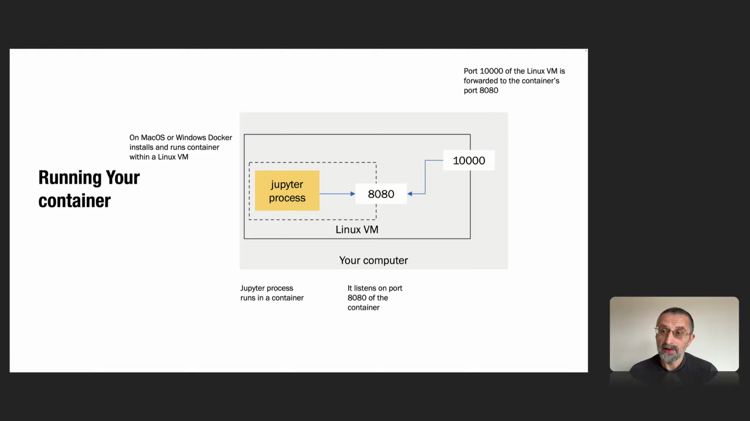But on the other hand, our virtual Linux machine communicates with the world on port 10,000. So in our docker run command we need to map port 10,000 of the Linux virtual machine, forwarded to the container's port 8080. So this is the rationale behind why sometimes you need to run a Docker container with port forwarding specified. This is the reason why.